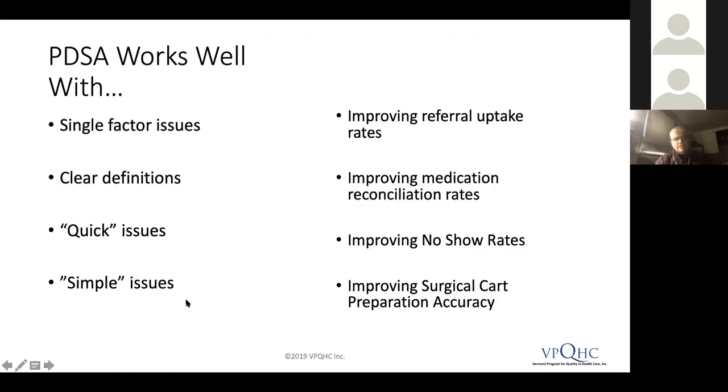So it works well with things like single factor issues, clear definitions, quick and simple issues. I realize that all of these are largely not so much arbitrary, but certainly they're more descriptive. So I've put a couple of examples up here, things like improving referral uptake rates, improving no-show rates that I just talked about, improving medication reconciliation rates, even more specifically, things like improving surgical cart preparation accuracy. You can work on quite a few of these with just the PDSA method and achieve some good results for them. Each one of these I've done work with in the past on many occasions.